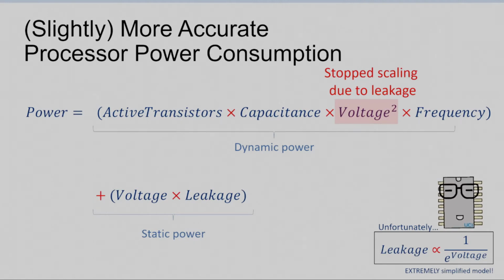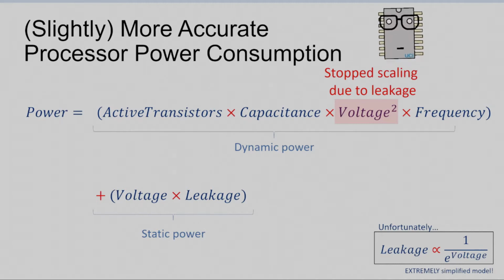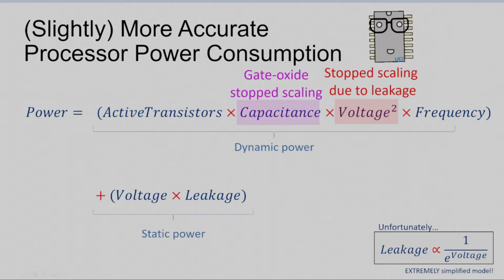Because of this, we cannot continue to scale voltage down indefinitely, because at some point the static power consumption is going to overtake dynamic power consumption in its amount. And because there's an exponent here, once static power consumption does overtake dynamic power consumption, it's going to completely dominate very quickly. So we can only go down to a certain point when we scale down voltage. On top of that, the capacitance of a circuit kind of stopped scaling as well as the size of transistor components became smaller and smaller.